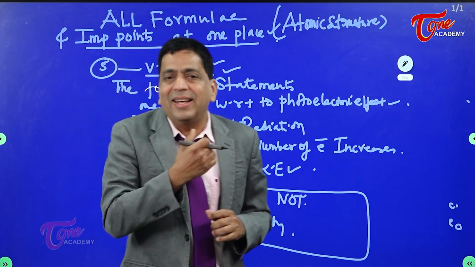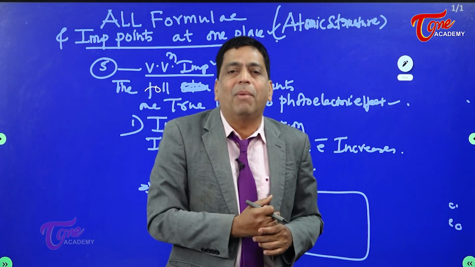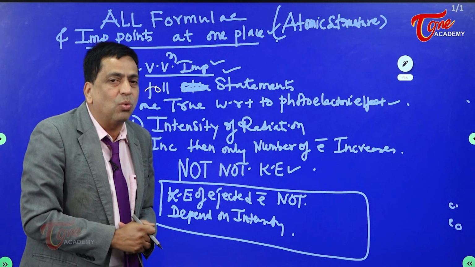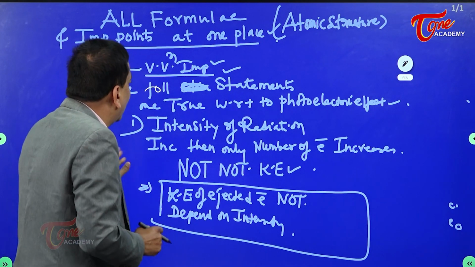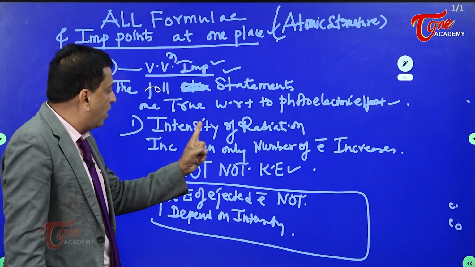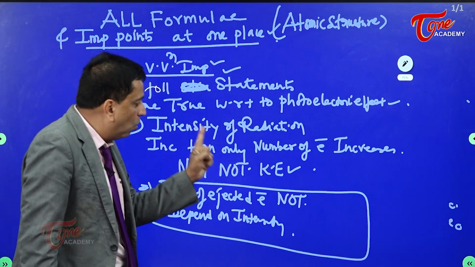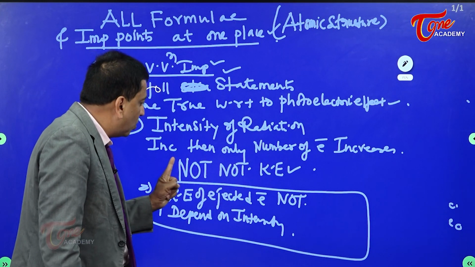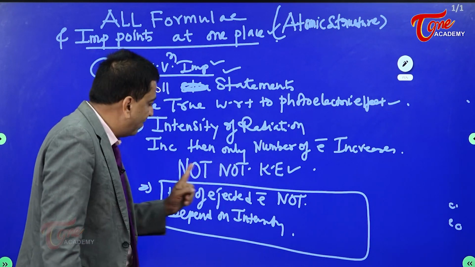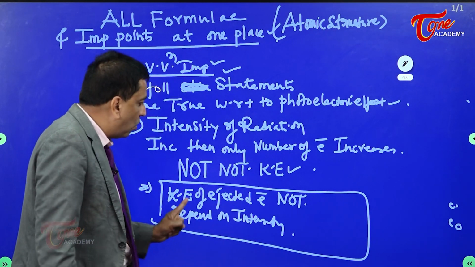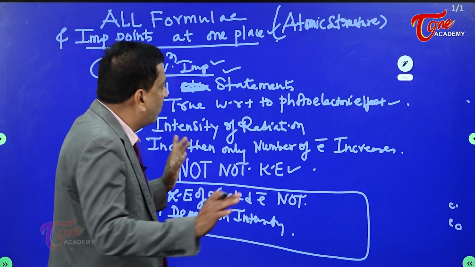So when intensity increases, it is just the number which is increasing, but what is common in all this is that the kinetic energy remains the same. So that is the first statement which I would like to say. If the intensity of radiation increases, then only the number of electrons that are ejected increases, and it has nothing to do with the kinetic energy. That's why I say the kinetic energy of the ejected electron does not depend on intensity. That is the first statement.